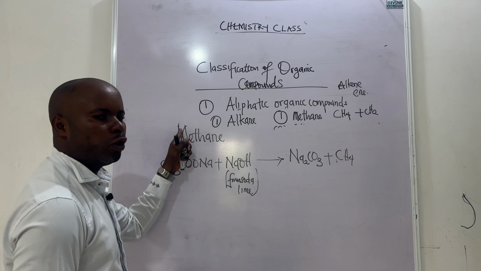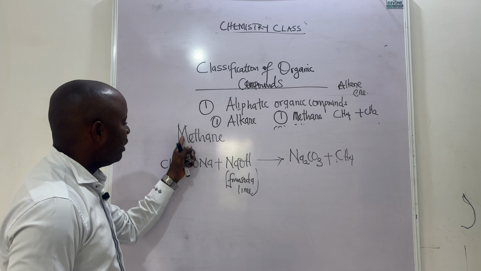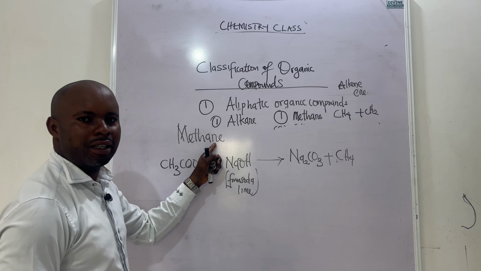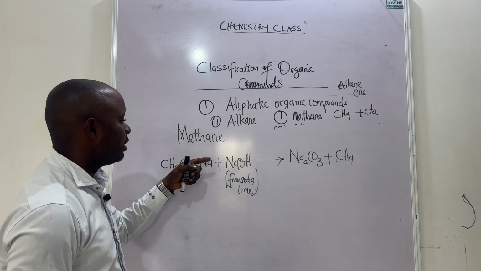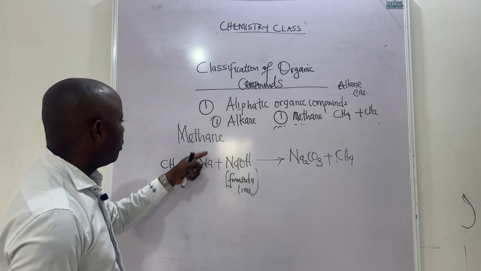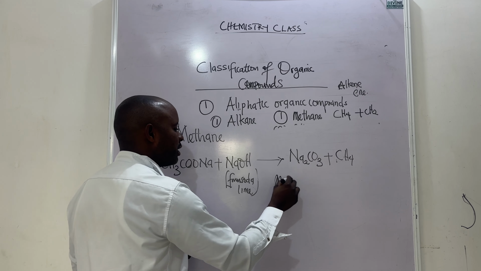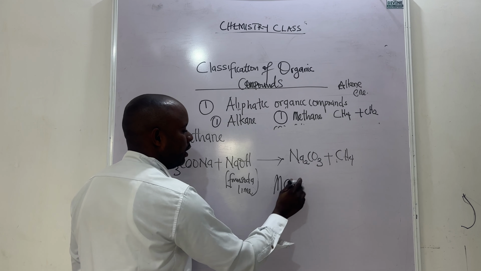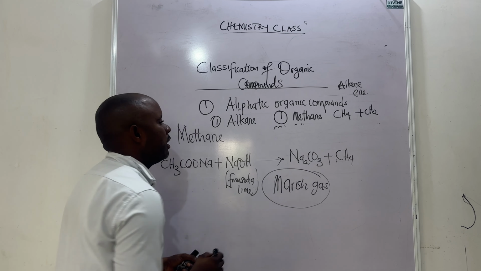Methane is also obtained from a mining site. In some cases, this is the gas that causes common explosions within mining sites, because it is very explosive. It is one of the constituents of our domestic gas. In some cases, it is also known as marsh gas, a common term.